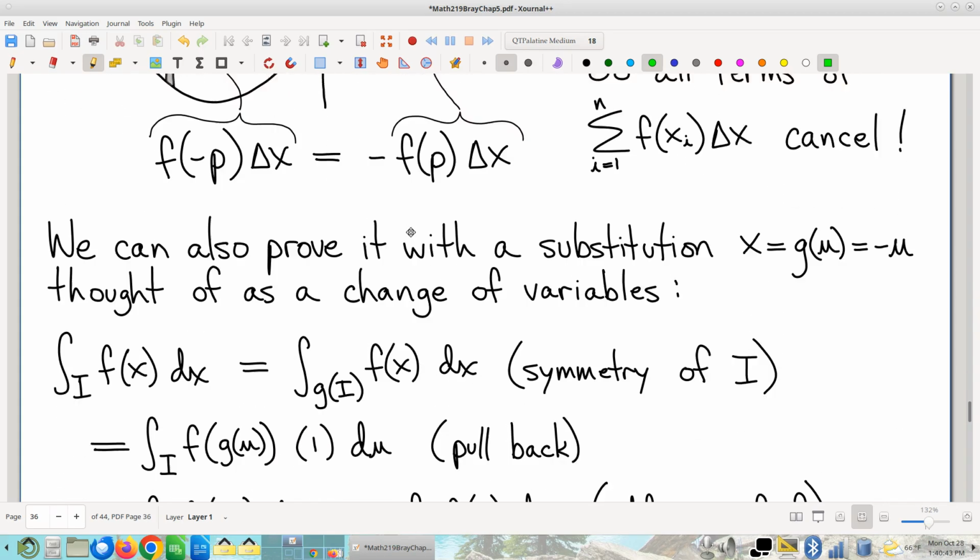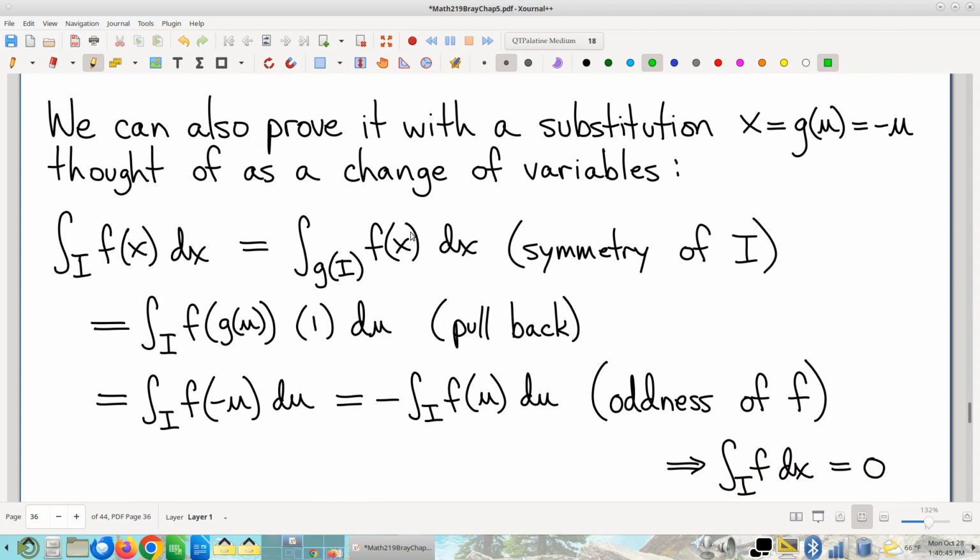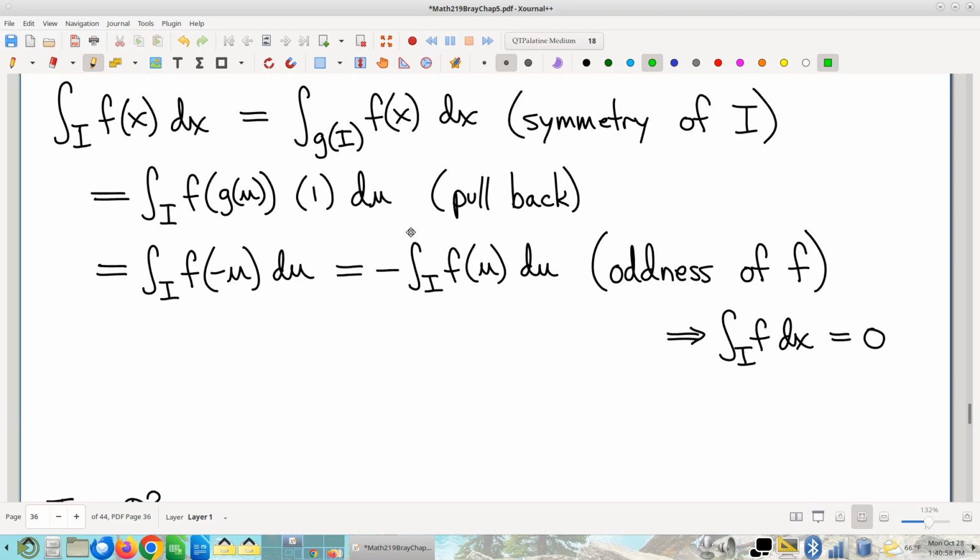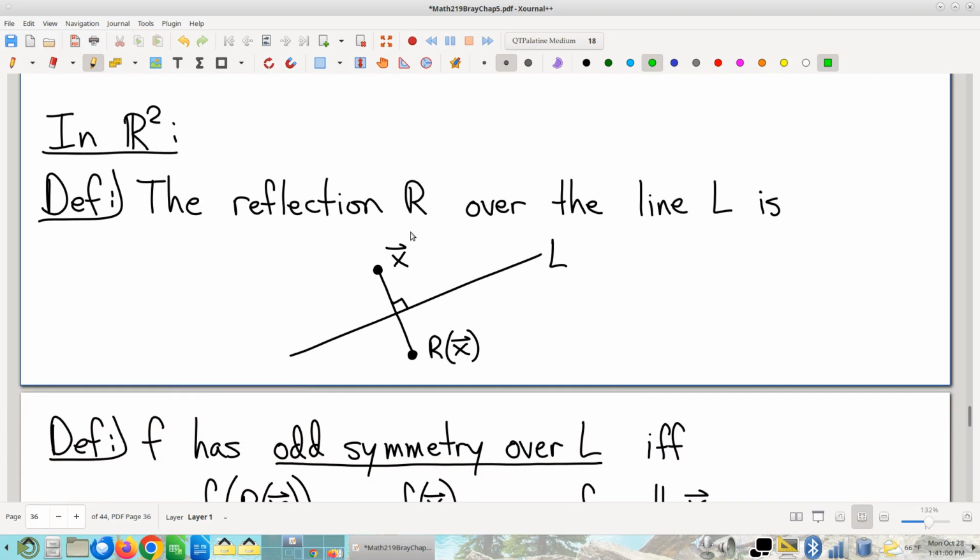There's also a point of view of using a substitution that also works, which of course is kind of a change of variables, and that's why this is ultimately in the section on change of variables. But again, tough choices and all that. Okay, picking up next with the two-dimensional version.